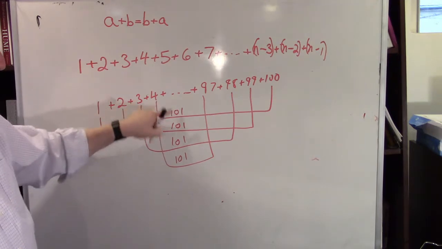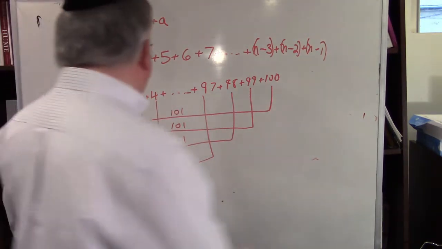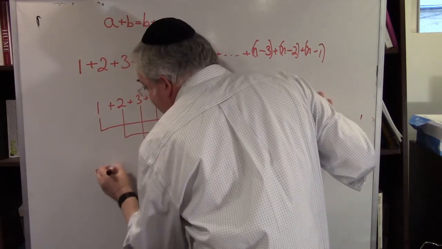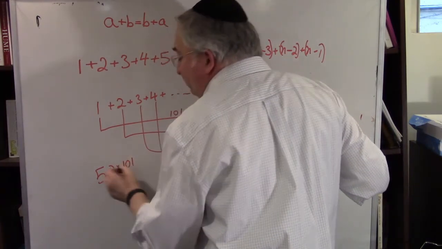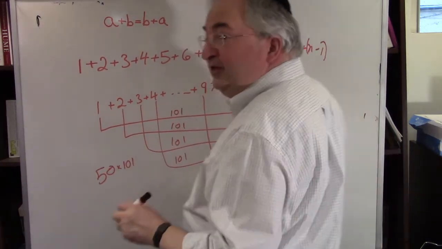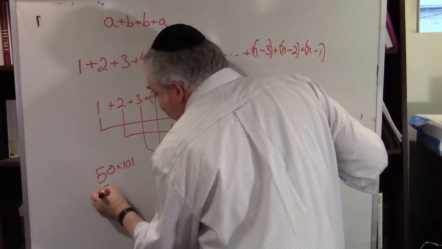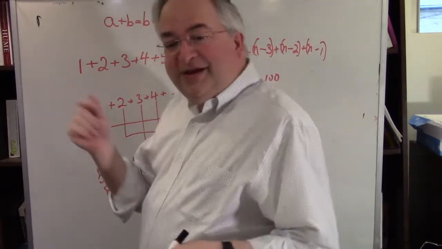Okay? Now, how many pairs do you have for this? 50, because you took 100 and you split them in two. So you have 50, and each pair gives you 101. So 50 times 101. All Gauss had to do was figure out what 50 times 101 is. That's 5,050. That's the way he did it.